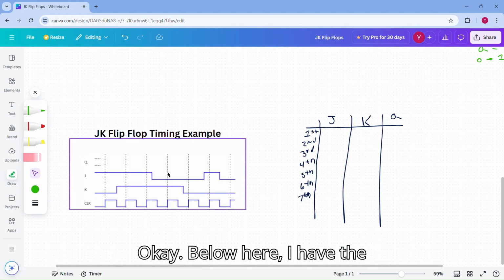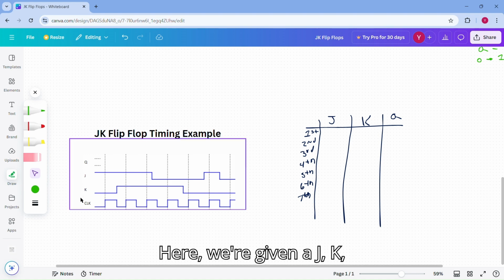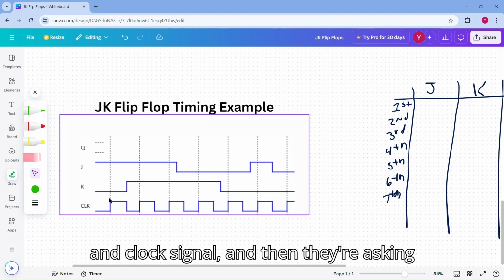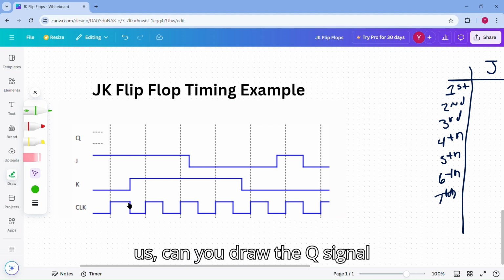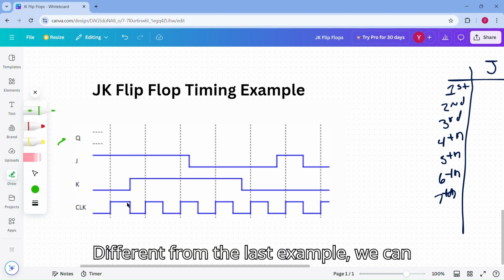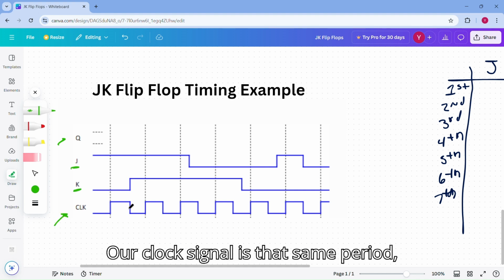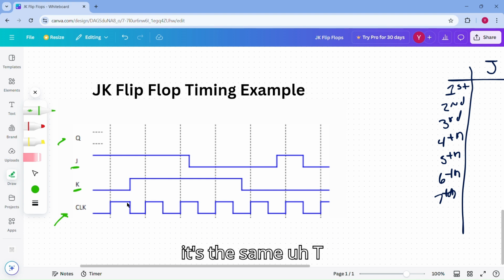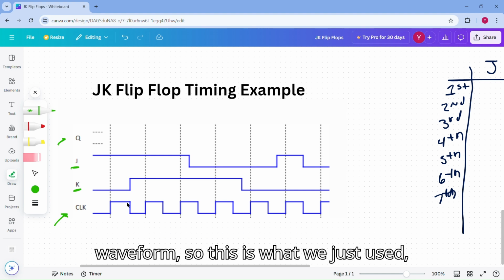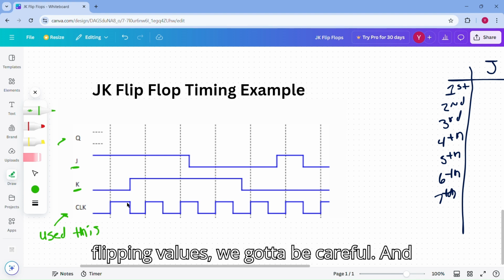Okay, below here I have the J-K flip-flop timing example. Here we're given a J, K, and clock signal, and then they're asking us, can you draw the Q signal in the spot above, okay? Different from the last example, we can see our J and K inputs are changing. Our clock signal is that same period, it's the same T waveform, so we can just use this. So we are familiar with this, but now our J's and K's are flipping values.